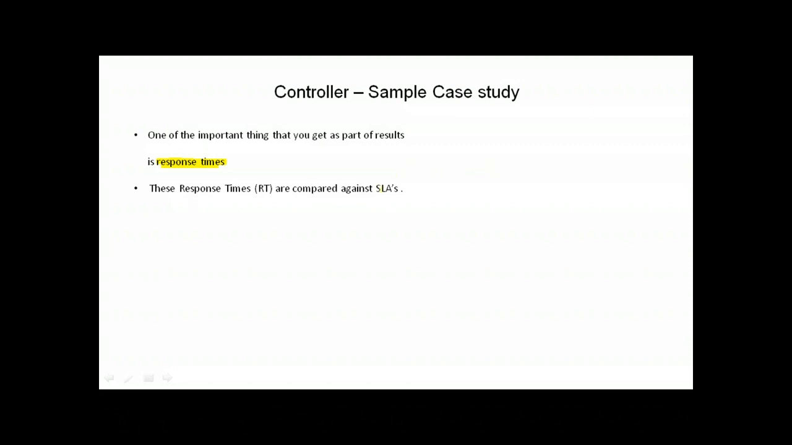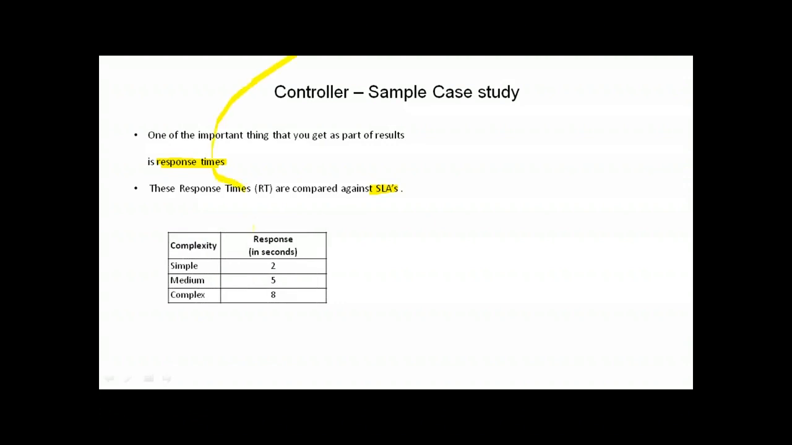Now, as a part of NFR collection, you will collect something called SLAs as well, service level agreements. Let's see what your service level agreements look like. The client said for simple transactions, the response time should be less than or equal to 2 seconds. For medium complexity, less than or equal to 5 seconds. And for very complex ones, less than or equal to 8 seconds. This is what the client has given as a part of NFRs, or non-functional requirements.